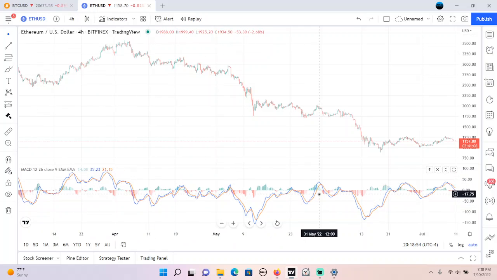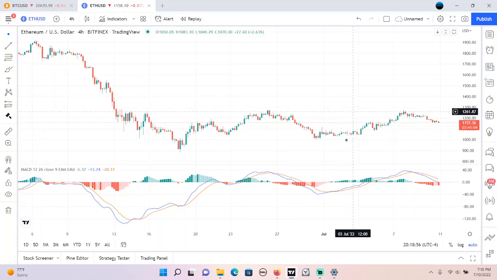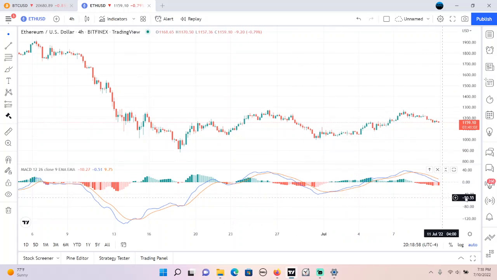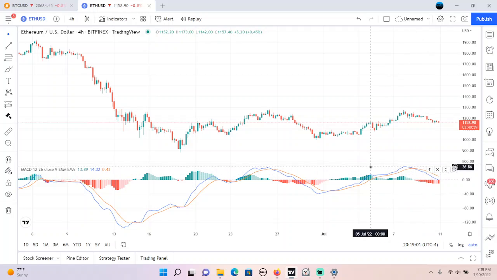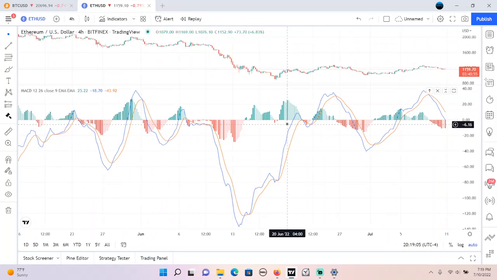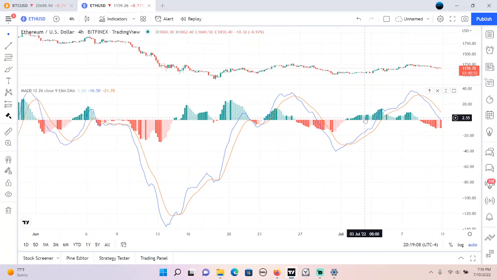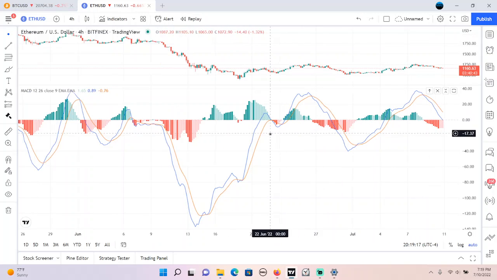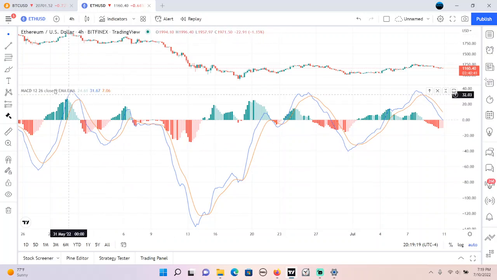You have your histogram here, which you could take, expand it, make it as big as you want, make it as clear as you want. The bars going down and up, your green and red bars, bullish and bearish. And then you have your two moving averages. Here they chose the 12 candle moving average and the 26 candle moving average.